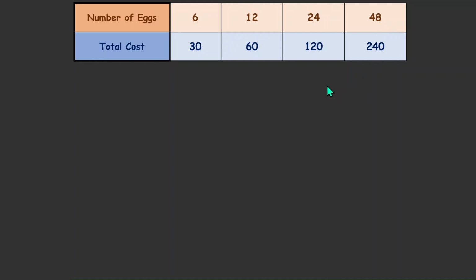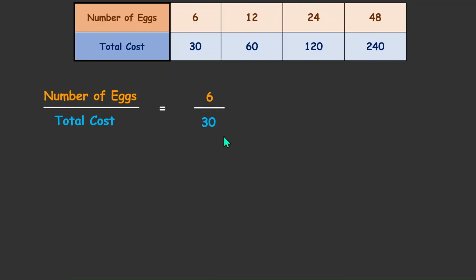Now this doesn't make sense as is. But what if we divide the number of eggs by the total cost for each of the number of eggs? Let's see that for the example, 6 eggs costing 30 rupees. So we have 6 divided by 30. And we know that 30 is 5 times 6, so we can cut it. This is 1 and this is 5, so in simple fraction it would be 1 by 5.